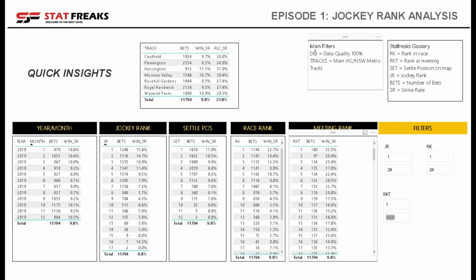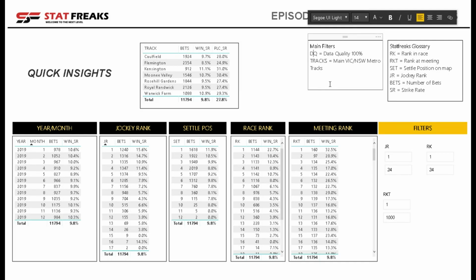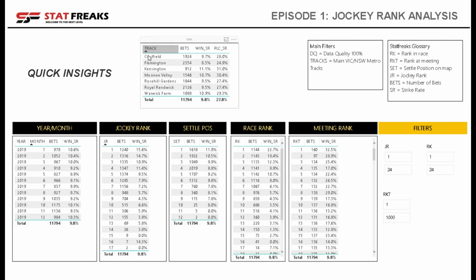We have some filters applied to this dashboard for the data we're using. The first one is data quality is set to 100%, and we're only looking at main Victoria and New South Wales metro tracks: Caulfield, Flemington, Kensington, Moonee Valley, Rosehill, Randwick and Warwick Farm.